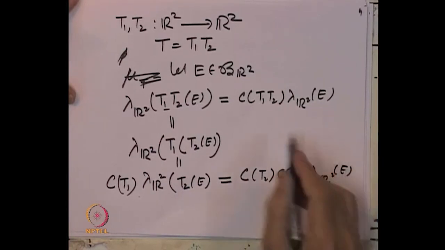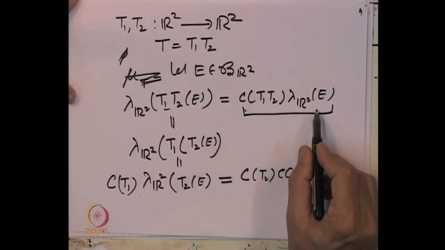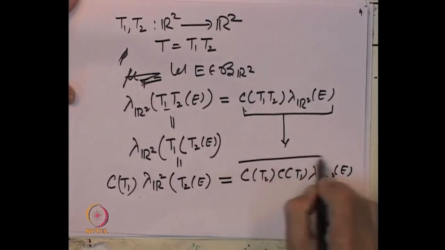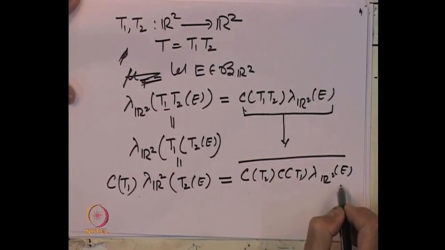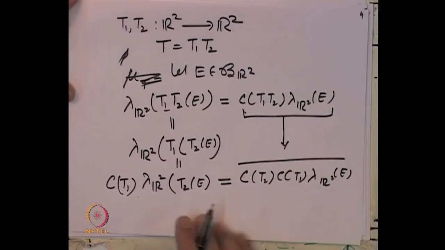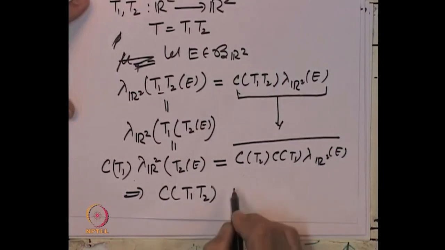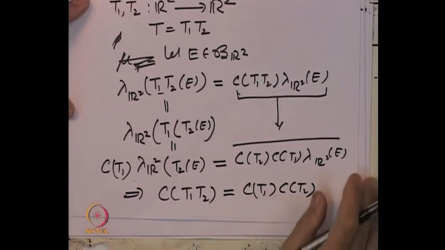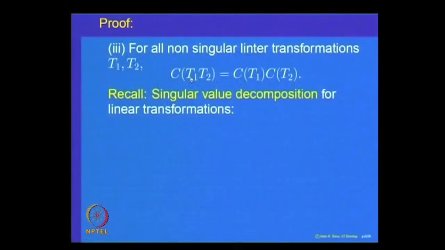So, we get that C of T 1 T 2 times the Lebesgue measure of any set E is the same as C T 2 into C T 1 times the Lebesgue measure of E. So, this happens for every set E. So, this implies that C of T 1 composite T 2 is the same as C of T 1 times C of T 2. So, this map is a multiplicative map. So, this is the property we wanted to prove.